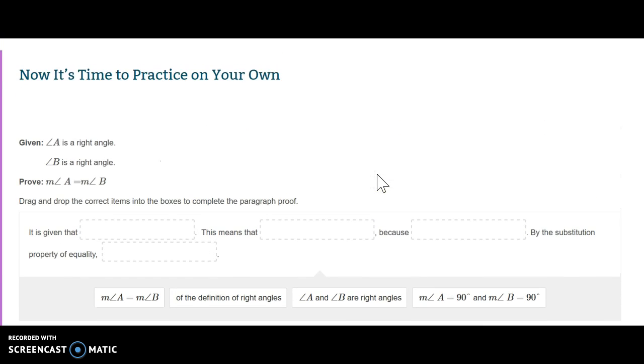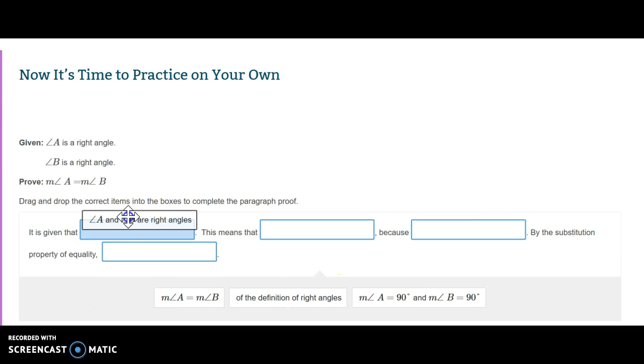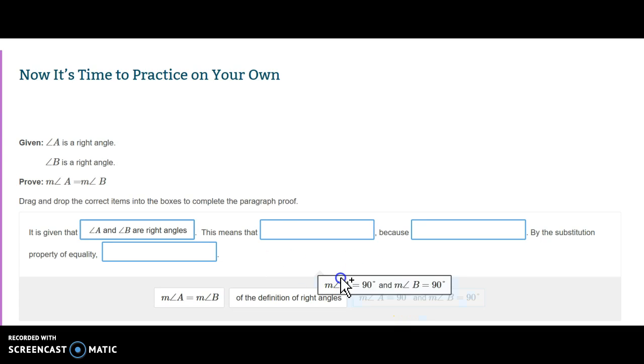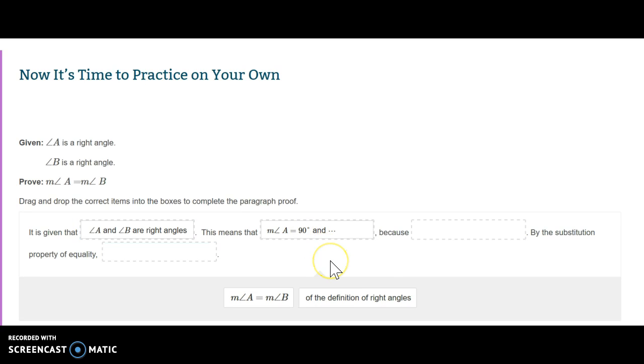All right. We're given that angle A is a right angle and angle B is a right angle, and we're going to prove that their measures are equal. So first, it is given that angle A and B are right angles. That's our given. And what does that mean? Right angles measure 90 degrees. So that means the measure of angle A and the measure of angle B are 90 degrees. And this is because that's the definition of right angles.